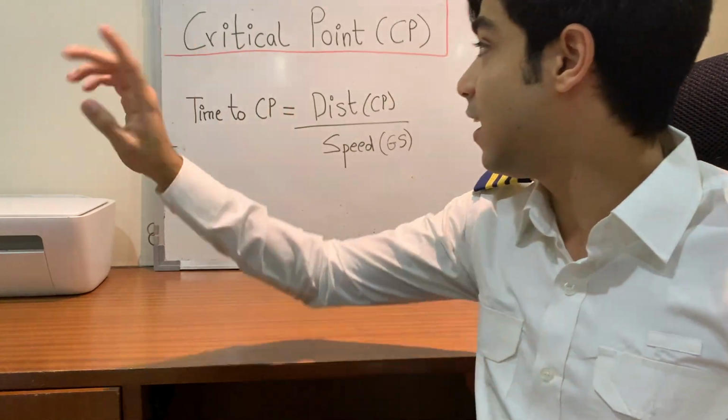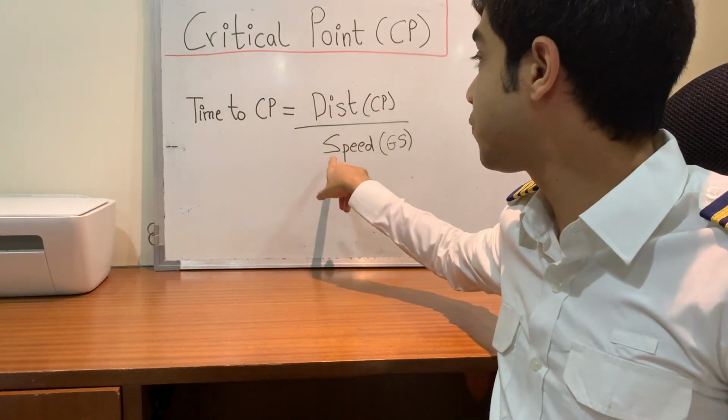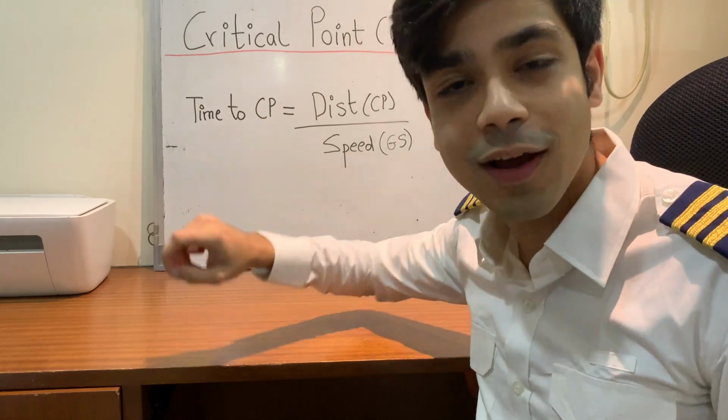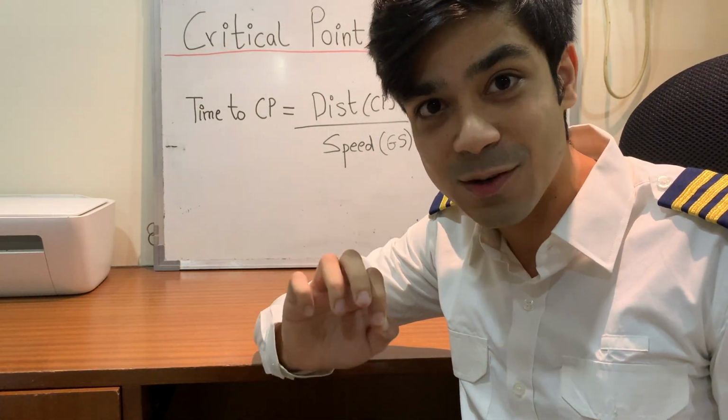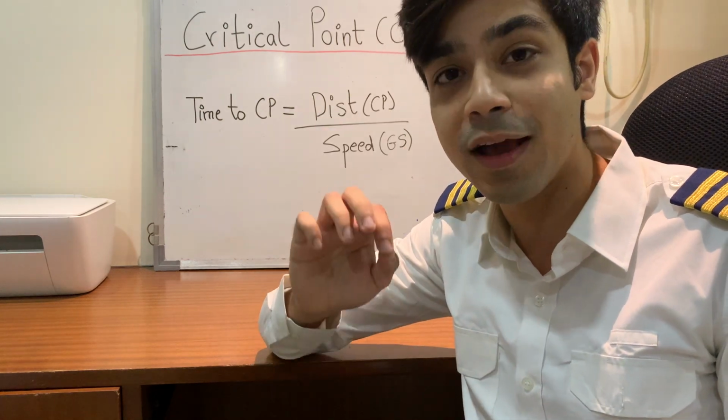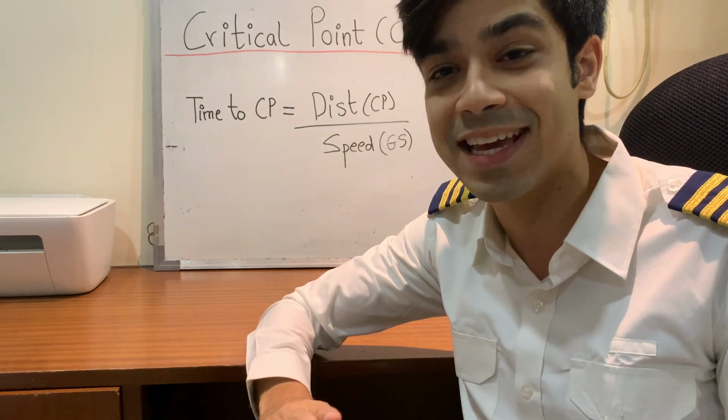When you talk about time to CP, the outbound ground speed that you're going to take will be calculated from your full TAS. This is very important. People make a lot of mistakes. Please don't make this mistake and lose yourself that mark. Just keep that in mind.